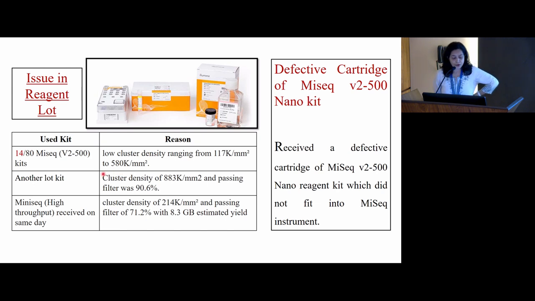This will create a problem. So for a counter check, we ran another kit with the same library, and we got proper results here, with 90% passing filters. So we thought this may be an error in transportation, that the kits were not transported well.